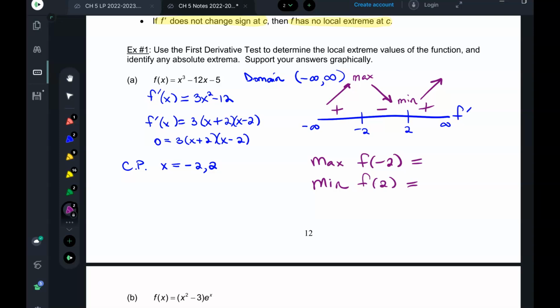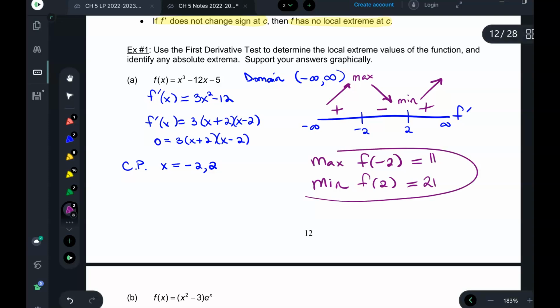Again, that's why I like this notation. It reminds us what we're plugging into, versus here we were plugging into the derivative. So plug in negative 2. So negative 8 plus 24, 16 minus 5. And plug in 2. We got 8 minus negative 20, negative 21. Yes, we can do some mental math, even though it's last period.